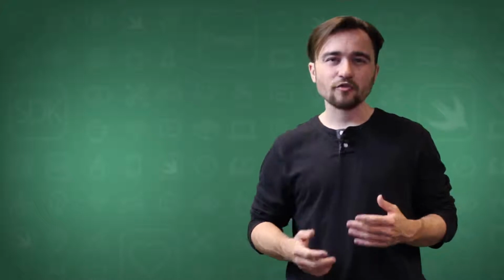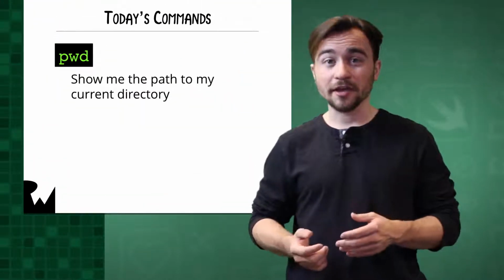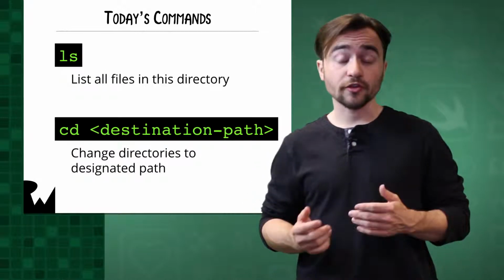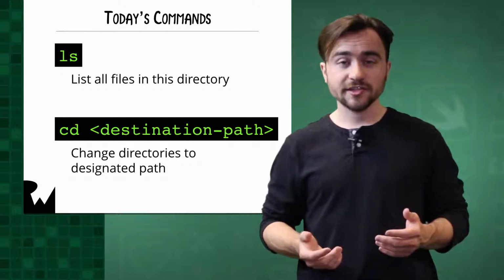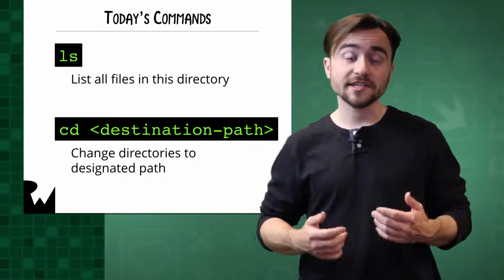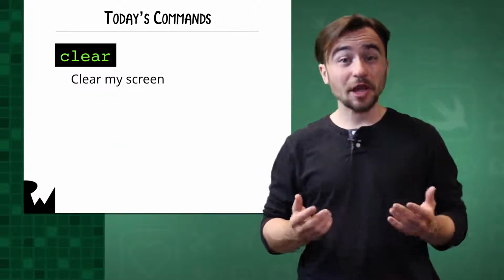Since that was a lot of information to go over all at once, let's go back over what we just learned. To see where you're currently at, you can use the pwd command, and this stands for Present Working Directory. To list all the files and folders in the current directory, you can use the ls command, and then to move to one of the other folders, you can use the cd command. Finally, to clear your screen, you can use the excellently named clear command.